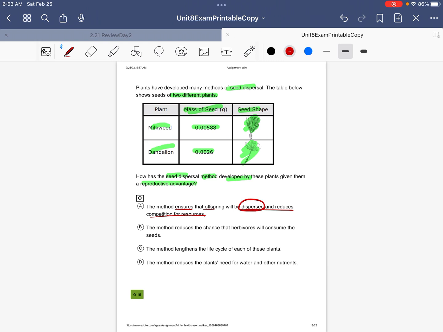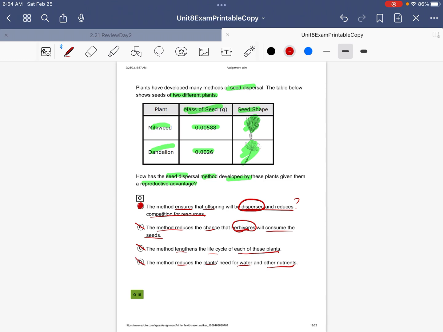So disperse means to be spread around. I mean, that's possible. The method reduces the chance that herbivores will consume the seeds. Herbivores, which are plant eaters, are still going to eat the seeds. They're just flying away, but we cannot say that they won't eat them. The method lengthens the life cycle of each of these plants. We can't say that for sure. Just because the seeds can blow away, it doesn't mean that the plant will live longer. The method reduces the plant's need for water and other nutrients. Again, the ability of the seed to fly away does not mean that it's not going to need as much water or nutrients. So your best answer is A.